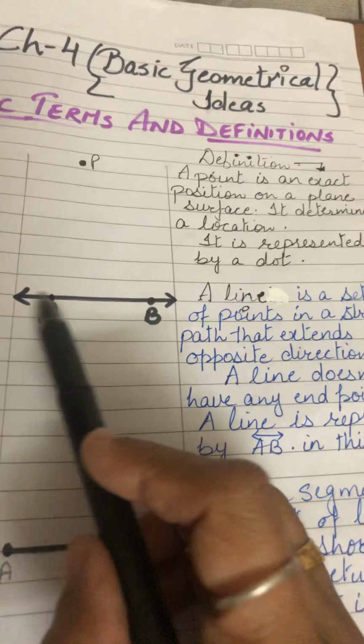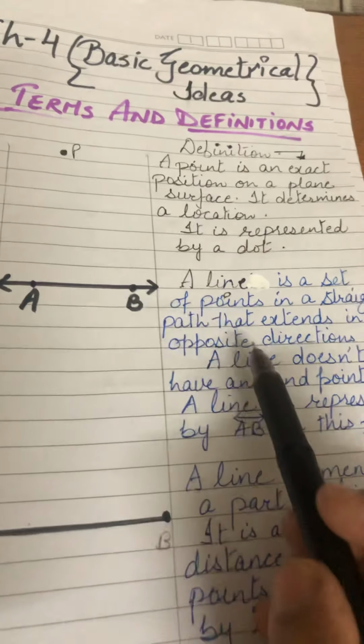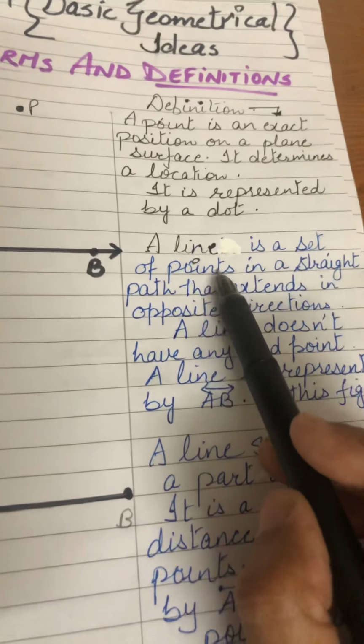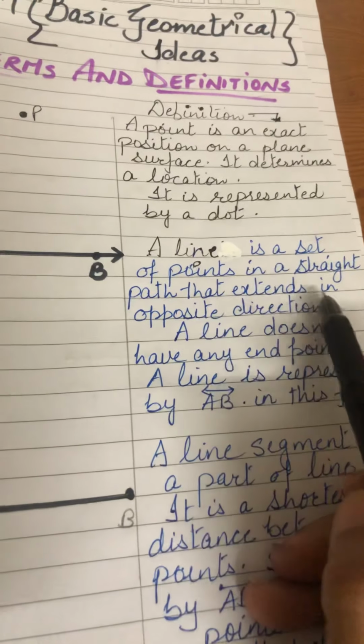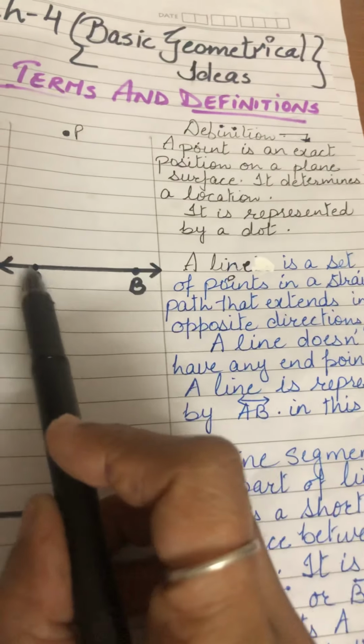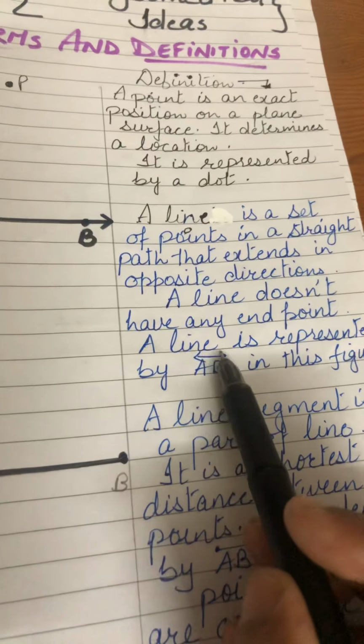It doesn't have any fixed length. It doesn't have any endpoints. So we have written, a line is a set of points in a straight path that extends in opposite directions. We can write it as line AB or BA with the arrows on both the sides.